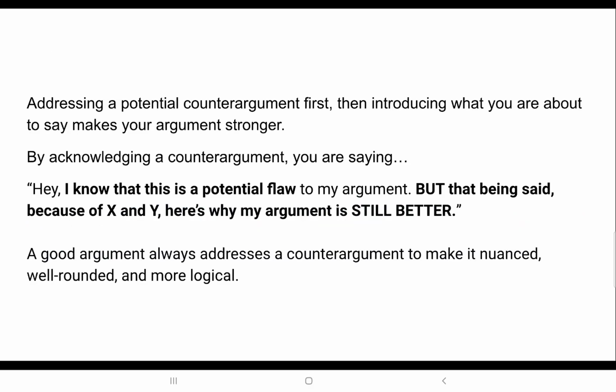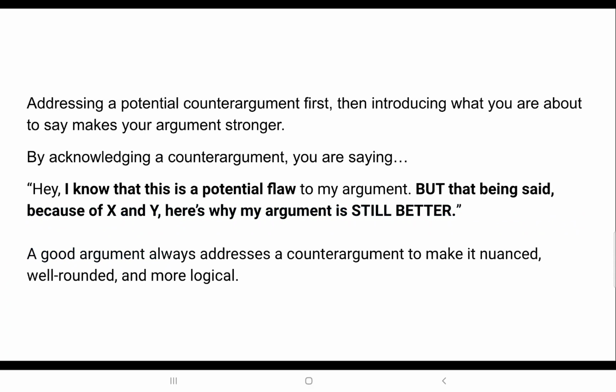First addressing that point that your parents just made, that counter argument, and then introducing your main argument makes your argument even stronger. Because by addressing a counter argument, you're basically saying, hey, I know this is a potential flaw to my argument, but that being said, because of X and Y, here's why my argument is still better. A good argument always addresses a counter argument, so just remember that.